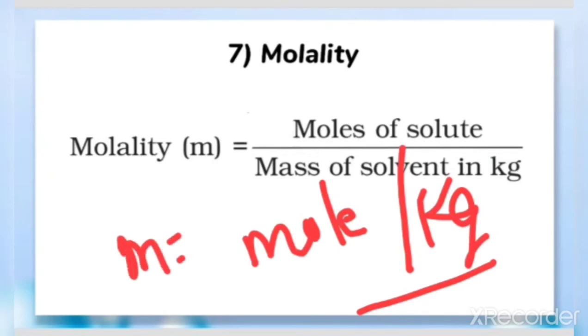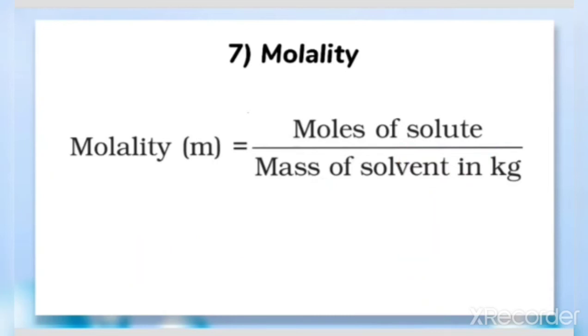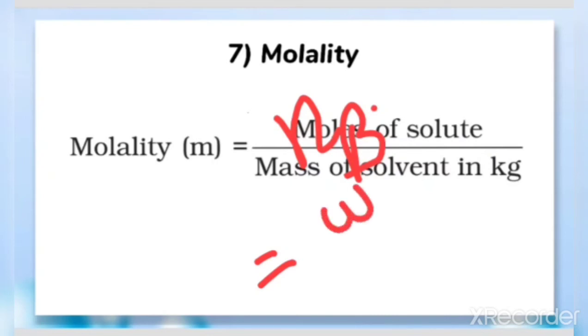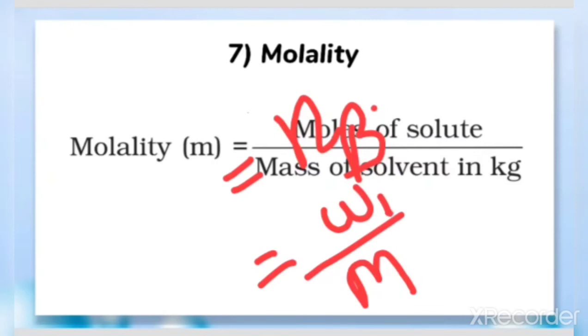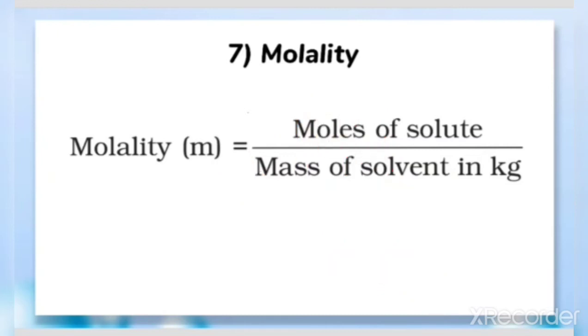So these are quite familiar to you, molarity and molality. Here we have used the number of moles of solute, which we represent as NB. Number of moles can be found by the formula given mass by molar mass. So NB is equal to WB by MB. This is a very important formula which we have already learned.